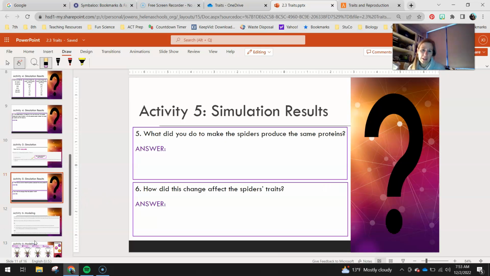Okay. What did you do to make the spiders produce the same protein? You really might need to dig around in the sim if you don't know how to change that. Okay, how did this change affect the spider's traits? So what did you change, and how did that change affect the spider's traits?